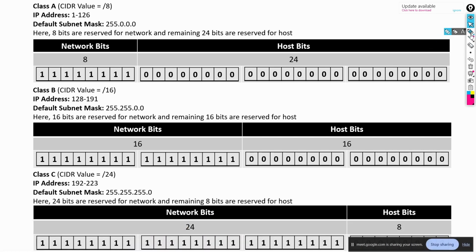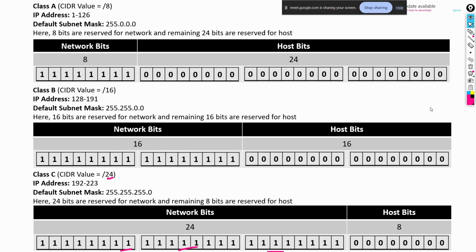This is a class C IP address. Its default CIDR value is 24. It means a total of 24 network bits and 8 host bits. Now tell me how many networks you will get here. One. Why? Because the default CIDR value is 24. Here, for class C, the default CIDR is 24. Whenever the default is matching, there will be only one network. Clear?